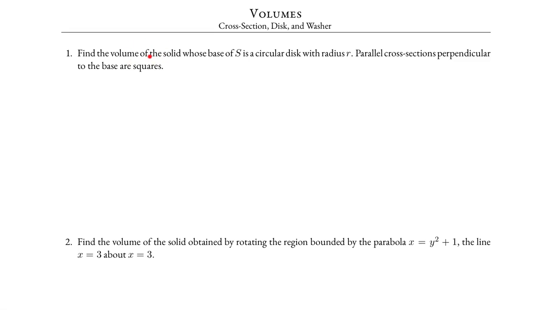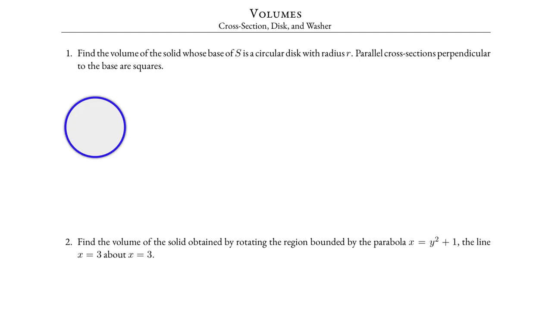Find the volume of the solid whose base S is a circular disk with radius r. The parallel cross-sections perpendicular to the base are squares. First, we will draw the base, which is a circular disk, and we then build the solid using the cross-sections that are perpendicular to the base, and these cross-sections are squares.